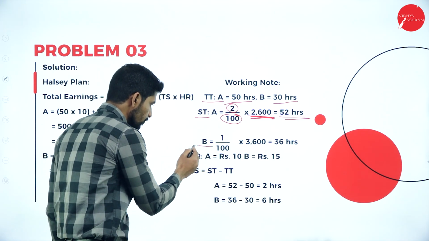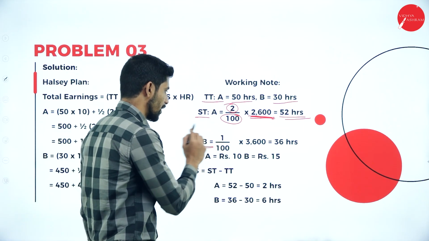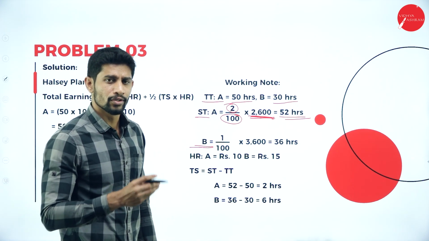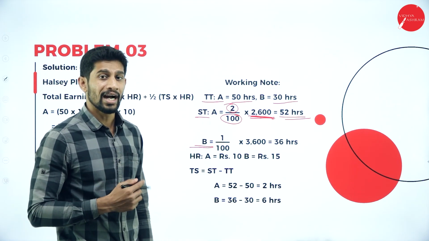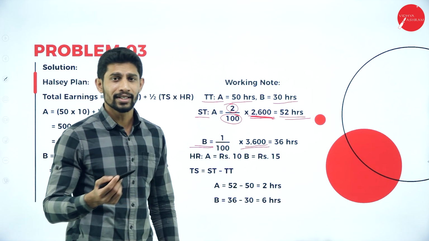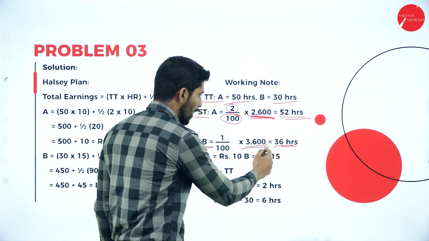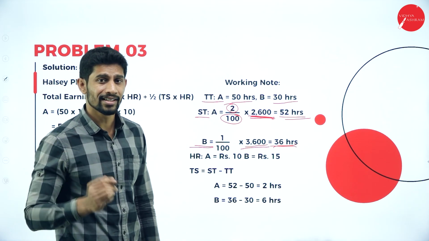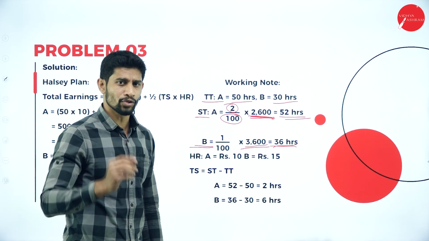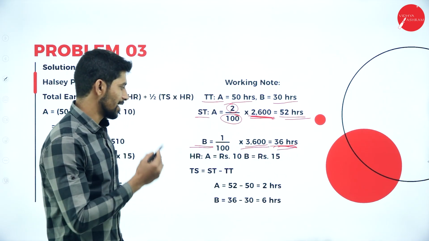Next, for Mr. B, that is worker B, in 1 hour, if we can produce 100 units, that is the standard time given by the employer. So in 1 hour he is supposed to produce 100 units. Then to produce 3600 units, what is the time required? What is the standard time fixed? It is 36 hours. So standard time for Mr. A is 52 hours and standard time for Mr. B is 36 hours.